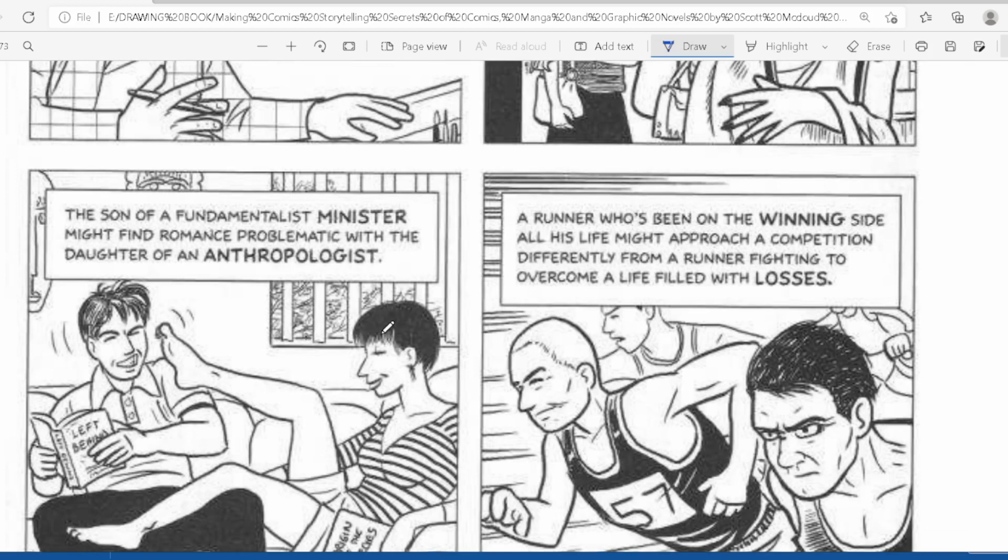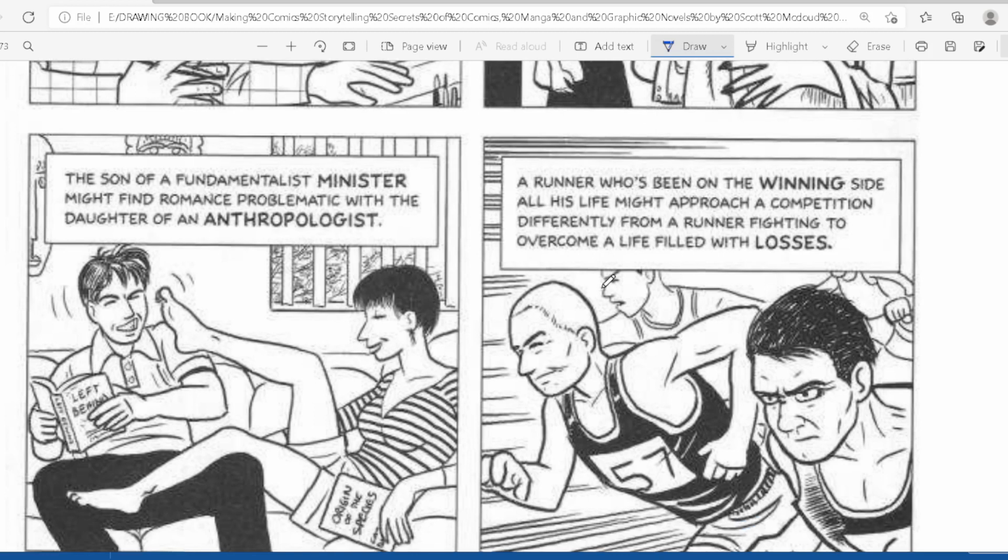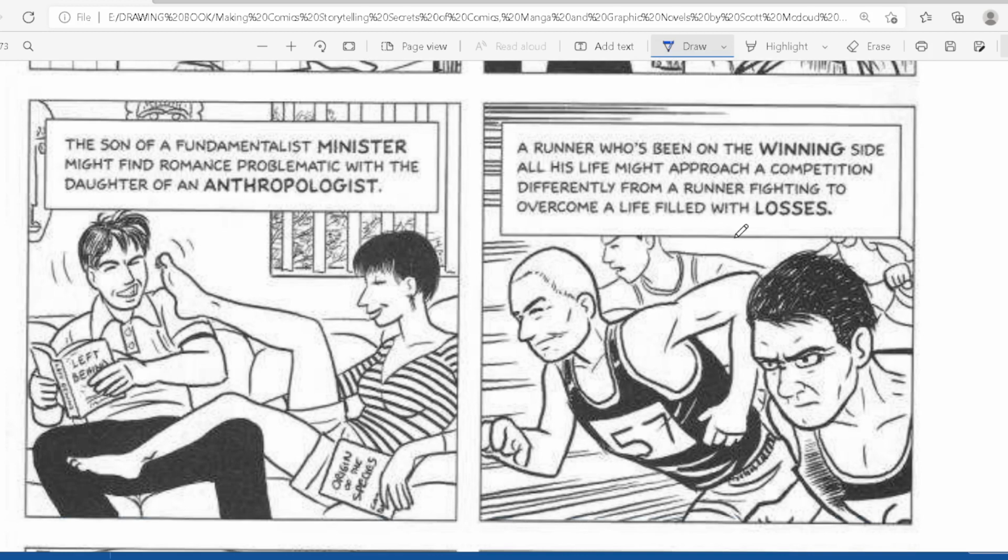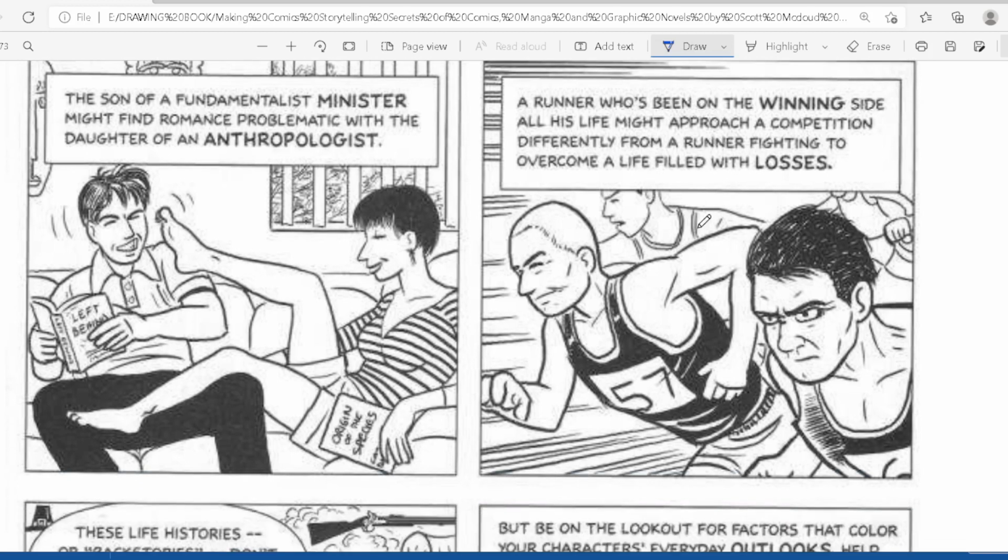The son of a fundamentalist minister might find romance problematic with the daughter of an anthropologist. A runner who has been on the winning side all his life might approach a competition differently from a runner fighting to overcome a life filled with losses.